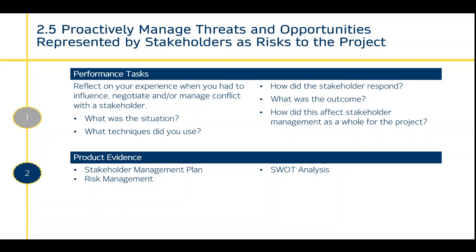So reflect on your experience when you've had to influence, negotiate and or manage conflict with a stakeholder. What was the situation? What techniques did you use? How did the stakeholder respond? What was the outcome? How did this affect stakeholder management as a whole for the project? Product evidence is a stakeholder management plan, risk management plan, or SWOT analysis. Could also be communication if you're actively communicating or sending documents to stakeholders to try and get them on side or to minimise the risk, if you're putting actions in place to minimise the risk.